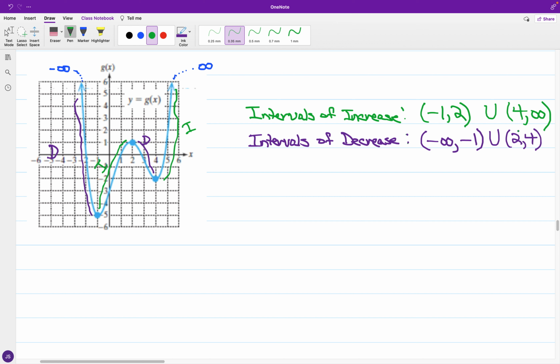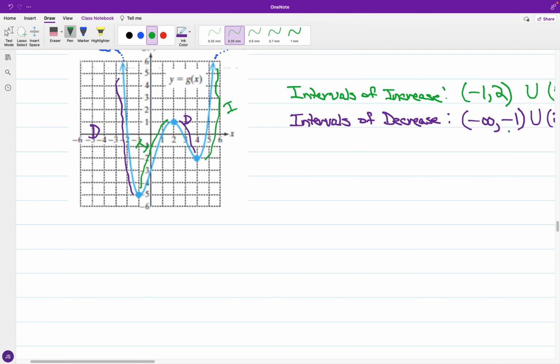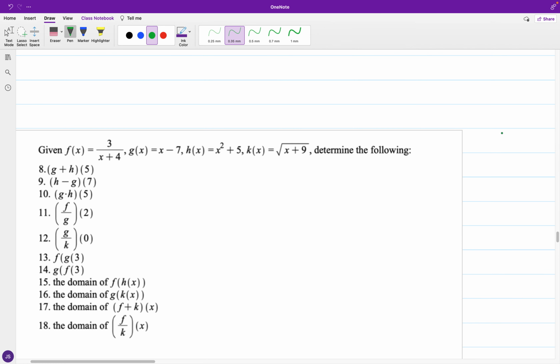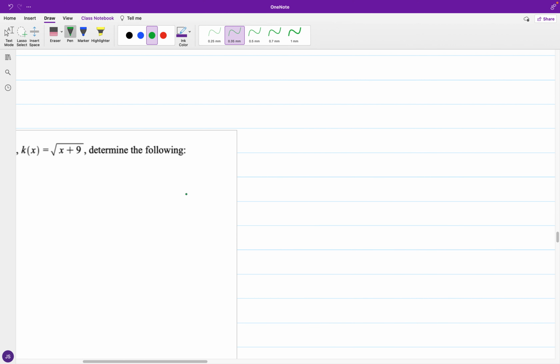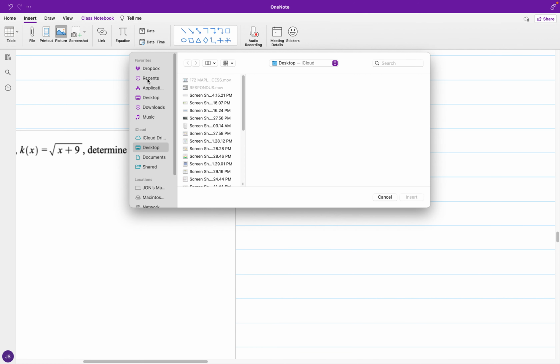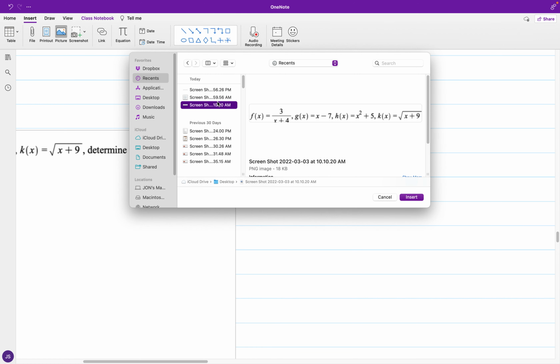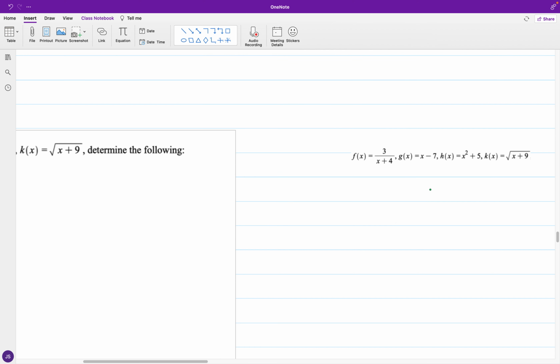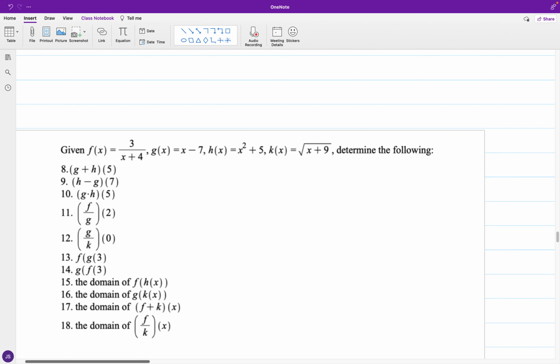All right. And now for the next portion, we have functions and operations. Okay, so at least for the first portions, we are looking at specified inputs. For this set of functions, the first item, we're looking at g plus h of 5.